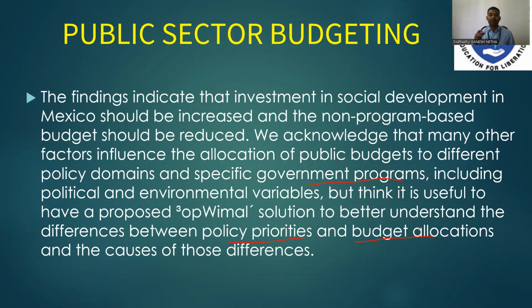Policy priorities and budget allocations are different. Policy is basically introducing new schemes. Budget means the spending amount. They are two different terms.